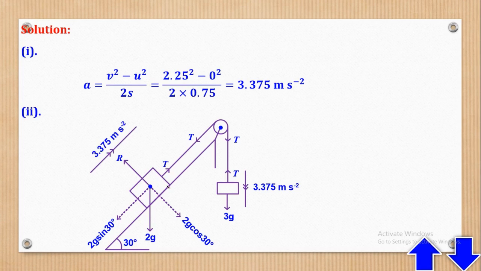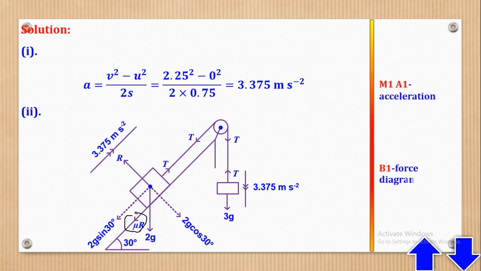Okay, so basically that's the sketch. Because this one is moving upwards and the plane is rough, friction will act downwards. So before we go to the next slide, let's see how marks can be awarded for this slide. M1 for substitution, A1 for output, and B1 for the correct force diagram drawn using a ruler.